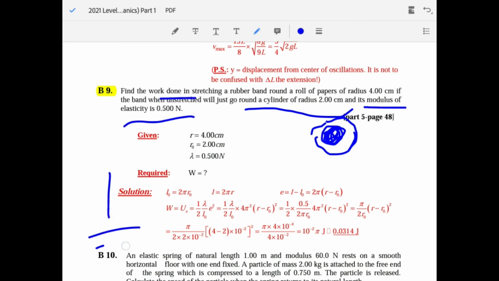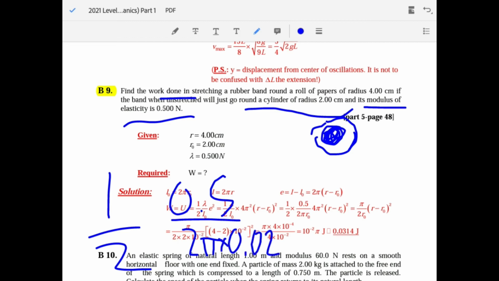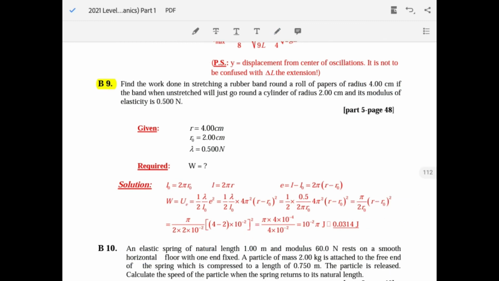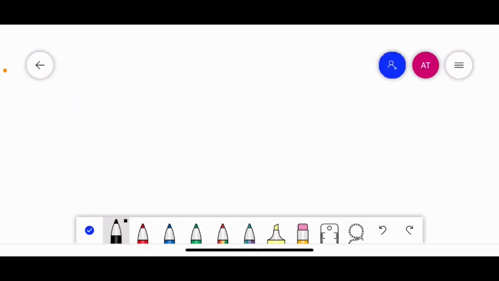Work done. It's half k, which is modulus of elasticity over L0, 2 pi r, into the change in length. So it's stretched into a circle of radius 4 centimeters. So 2 pi times 0.04 minus L0, so 2 pi times 0.02. Put it into your calculator and you get pi over 100, which is right there, 3.14 over 100. And that is B9.